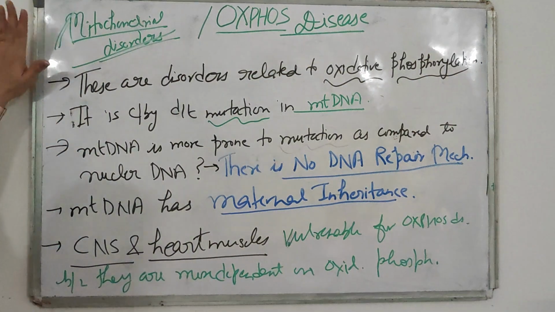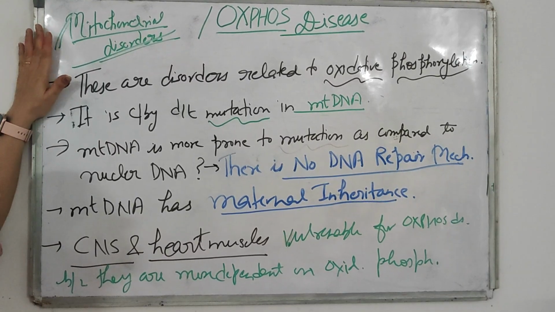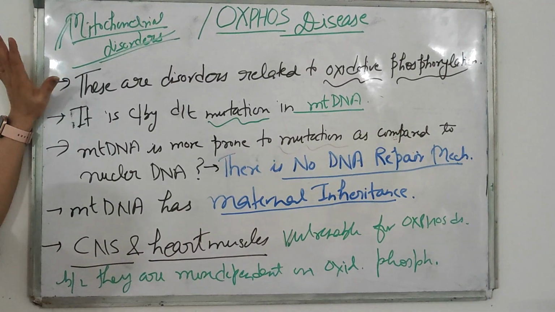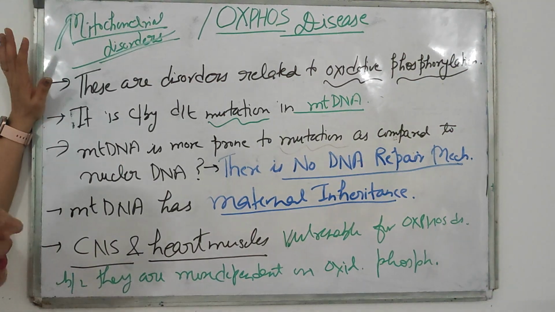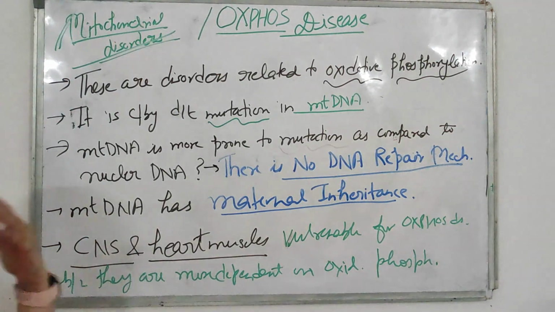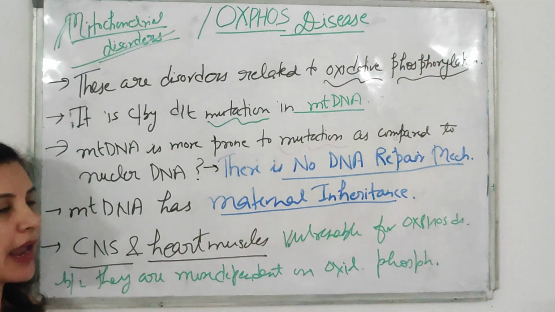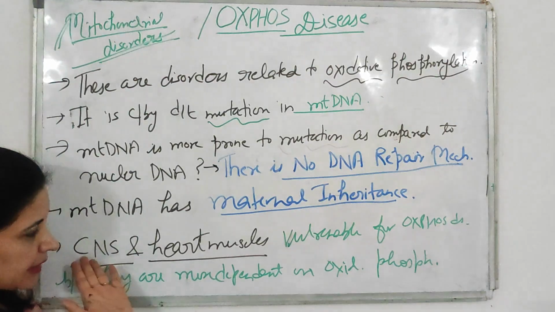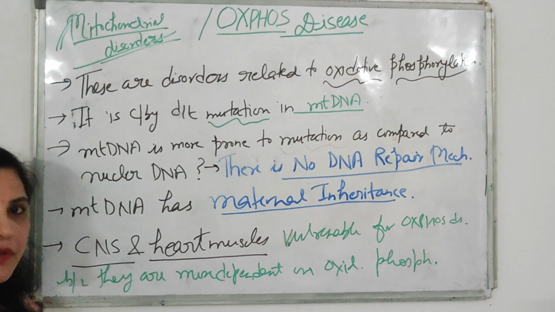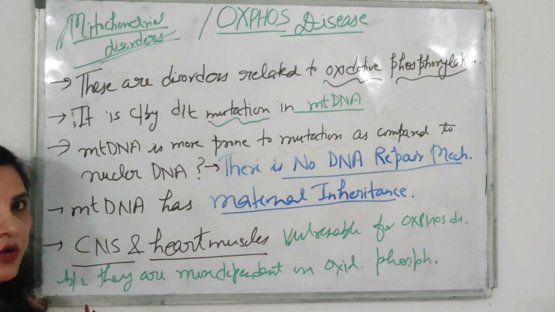So these points first you will mention as an introduction, that is what is OXPHOS disease or what are mitochondrial disorders. OXPHOS diseases are the disorders related to your oxidative phosphorylation, and these disorders occur due to mutation in your mitochondrial DNA, and mitochondrial DNA is more prone to mutation because there is no DNA repair mechanism. The next point is mitochondrial DNA follows maternal inheritance. Next, your CNS and your heart muscle are more vulnerable to OXPHOS disease because they are totally or more dependent on your oxidative phosphorylation.